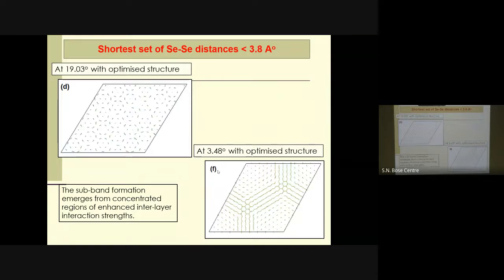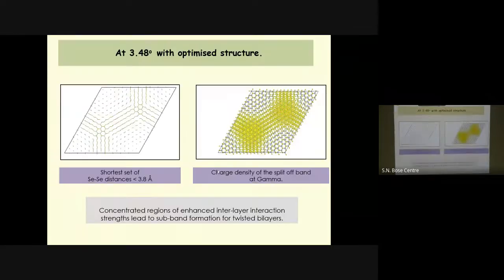some regions where you have a clustering of these shortest selenium distances, for which we've taken a value of about 3.8 angstroms. So there are regions where there's enhanced interlayer interactions, and this leads to this enhanced perturbation, and the flat band emerges. The flat band is split off from the dispersing bands because of these enhanced interactions.